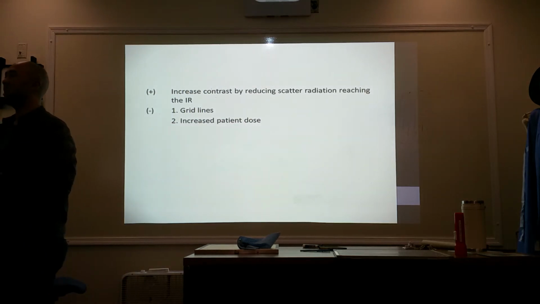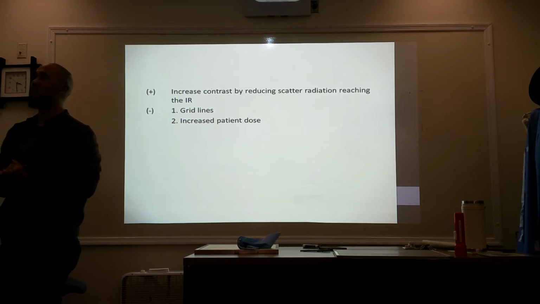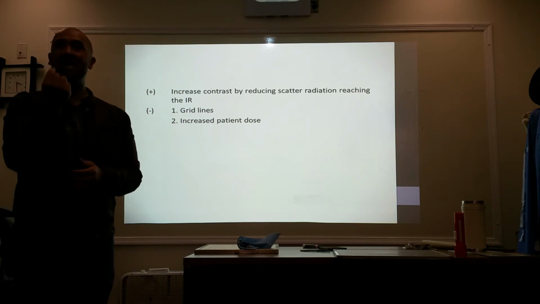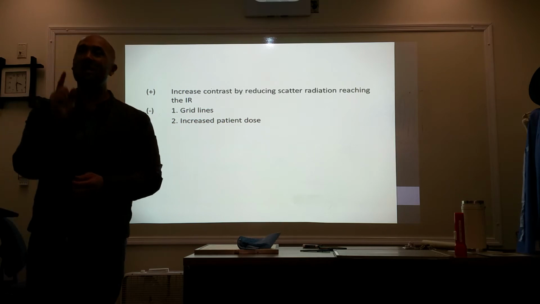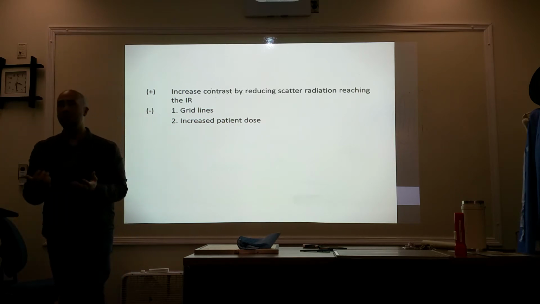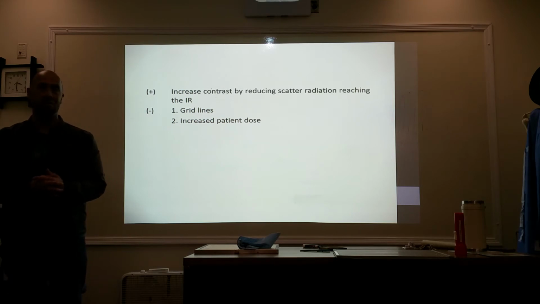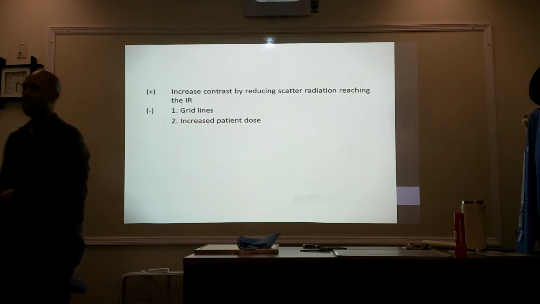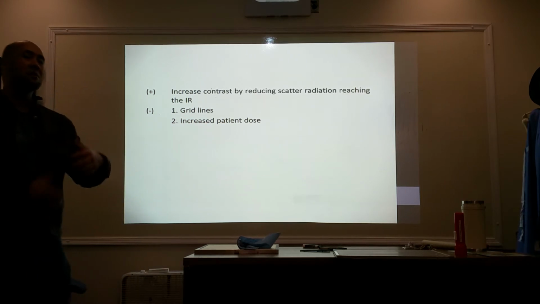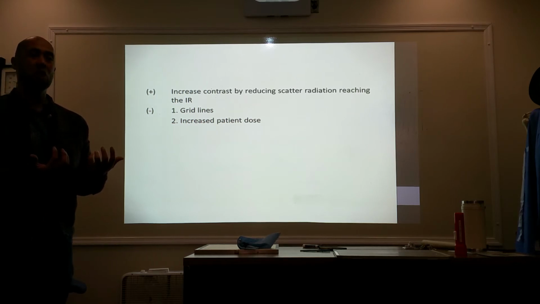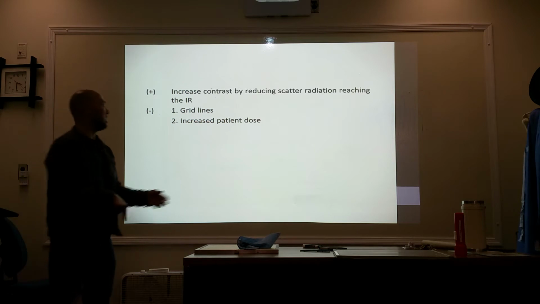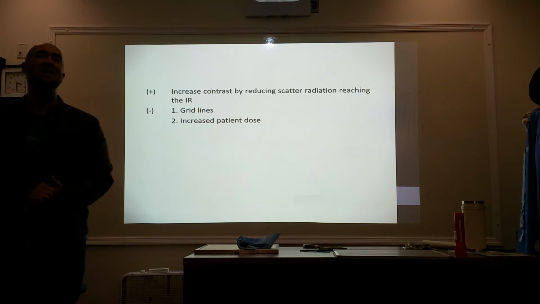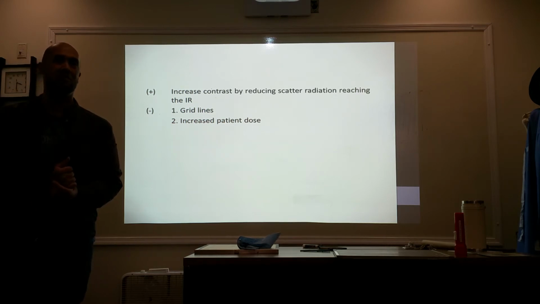The advantage is it increases contrast by reducing scatter radiation reaching the image receptor. However, the downside is that because it is a radiopaque material, those strips may show up on your radiograph, and this is known as grid lines. Grid lines are the physical manifestation of those lead strips on your radiograph. And because it is absorbing scatter radiation, we need to compensate for that loss of density by increasing our technical factors, which again is an increase, but it's very insignificant in the amount of dose that they are going to receive.